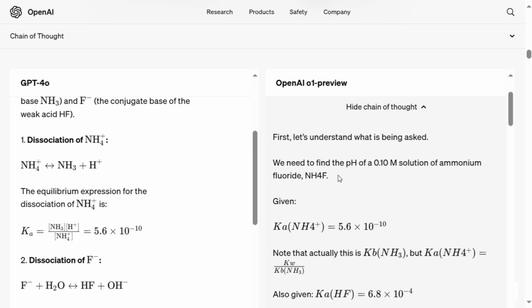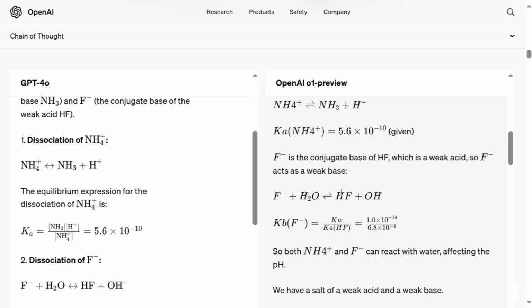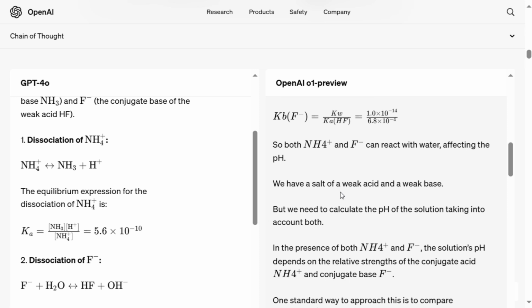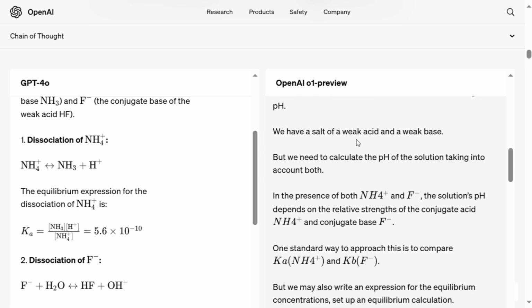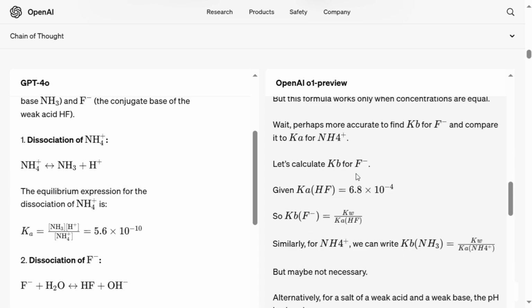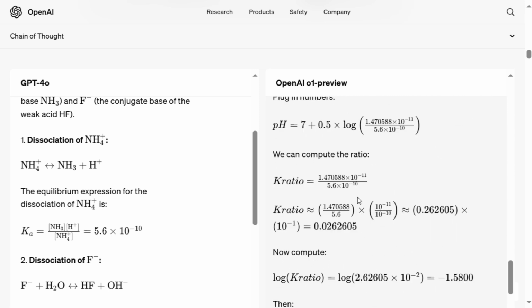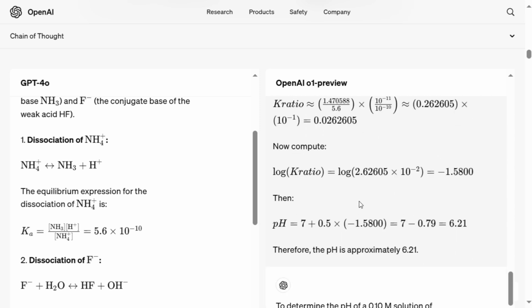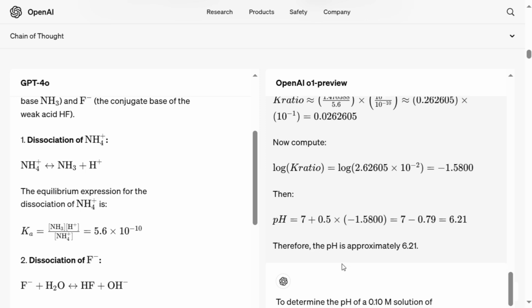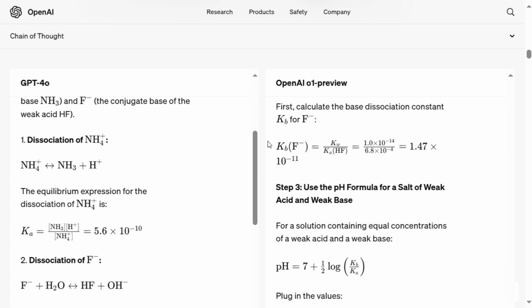So here you can see that now it is considering the entire equation. Everything is done. It is getting all the formulas required, thinking about it. If we have a weak acid and a weak base, we need to calculate the pH of a solution, taking into account both. So now it is considering multiple things here. It is not giving a direct answer. As you can see, these are all the thoughts that are going on in its head. It has done all the computation, all the calculation, and once verified the answer also, then it is giving a final answer.